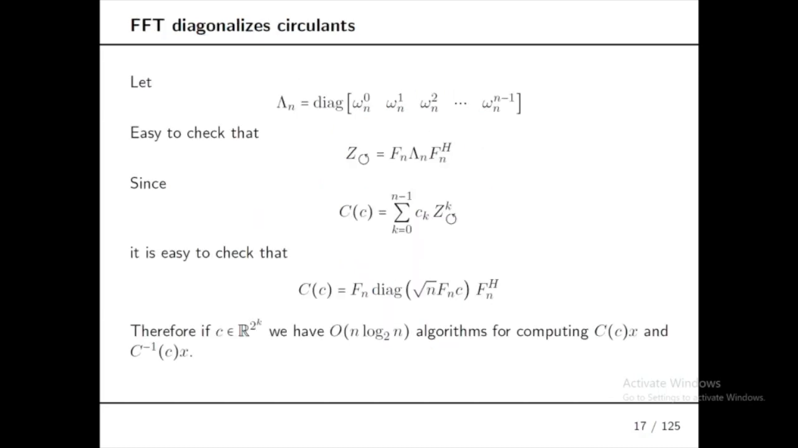What is nice is that the circular downshift matrix is diagonalized by the Fourier matrix. Everybody knows this, and I've just written the decomposition on the top over there, right? So since we can decompose the circular downshift matrix using the Fourier matrix, it immediately exposes us to a fast technique. In particular, circulant matrices can be written as linear combinations of powers of the circular downshift matrix, right?